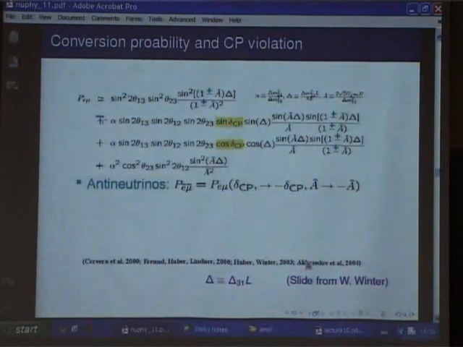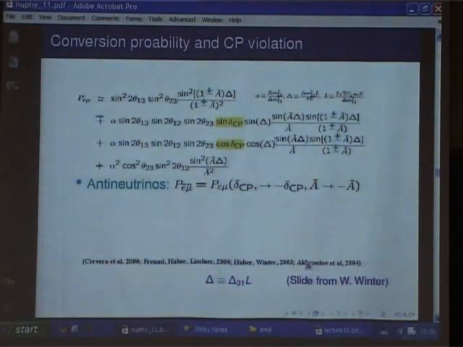Sine A hat. Let's see. So let me just write this sign. Oh, yeah, sorry. Delta CP. Sine delta CP. Yes, because these signs. So then you also have to read this blue line instead of that. So this is straightforward.